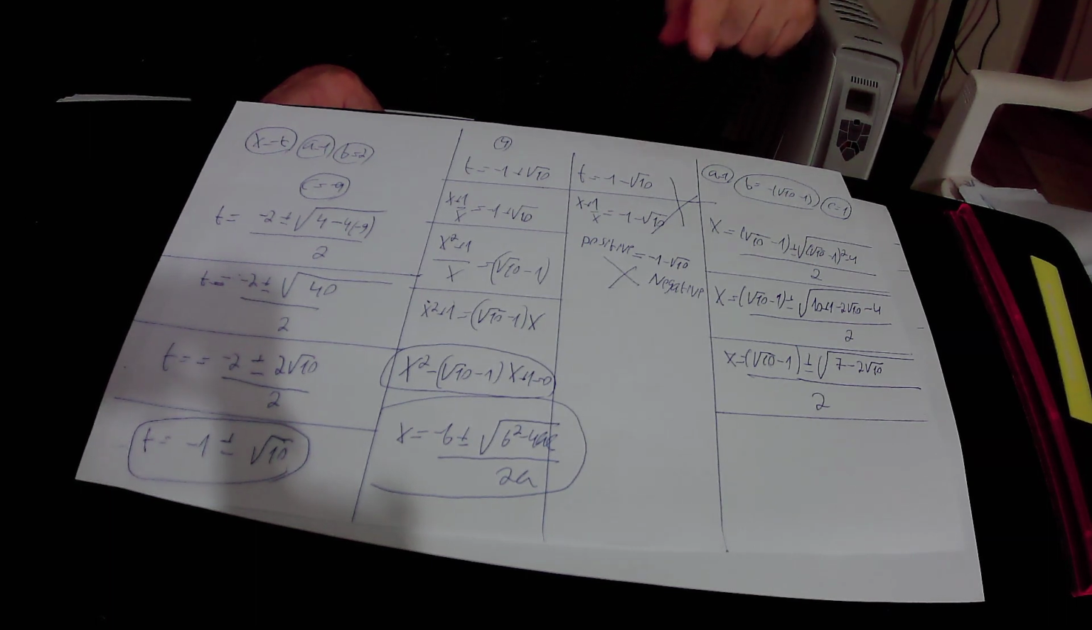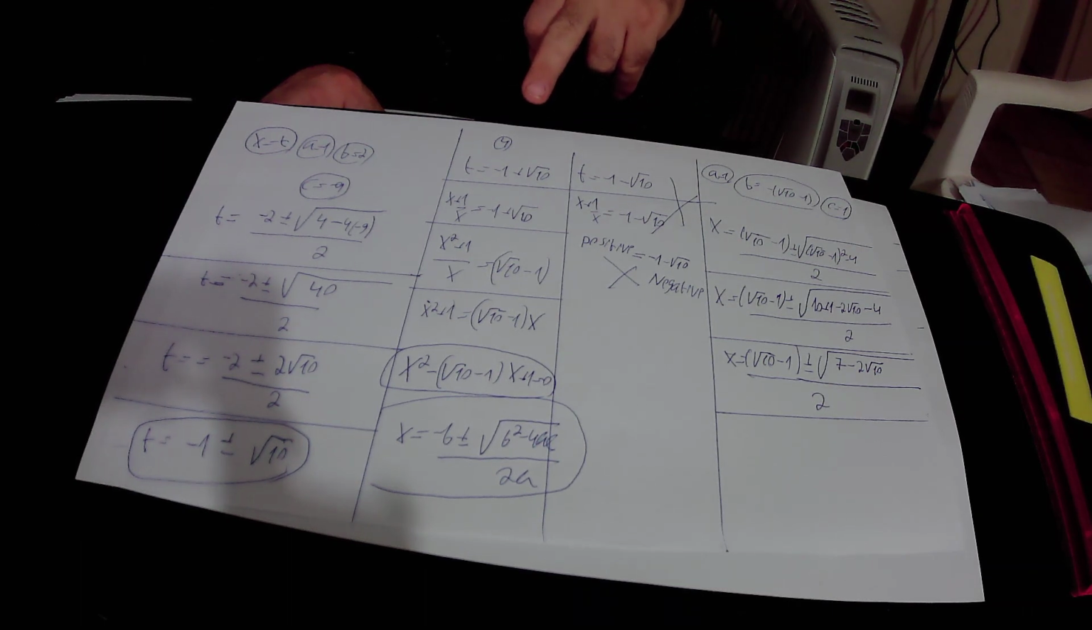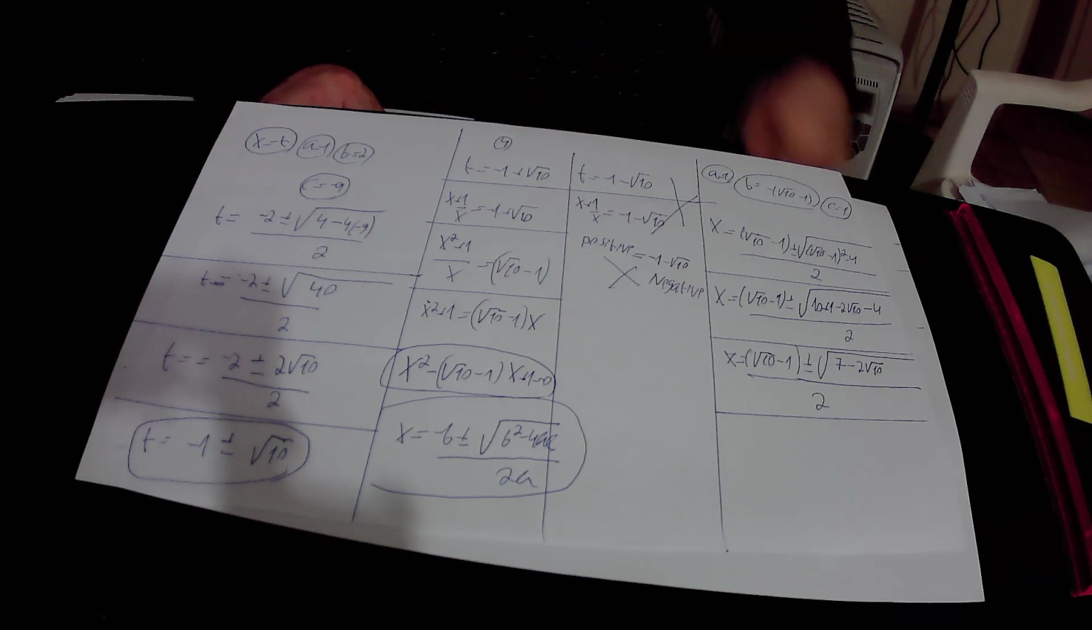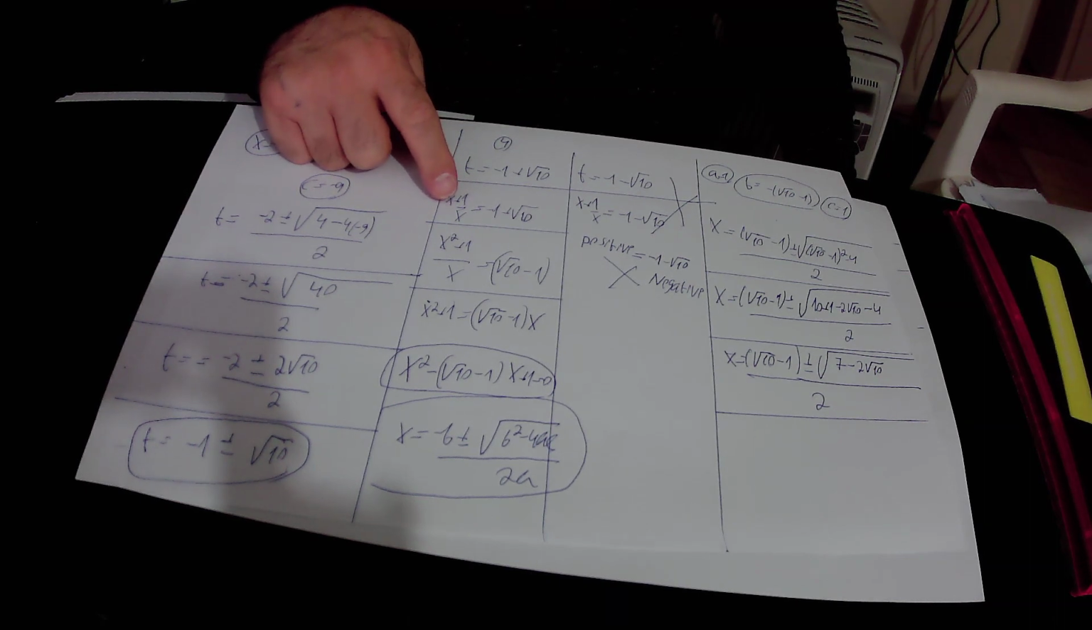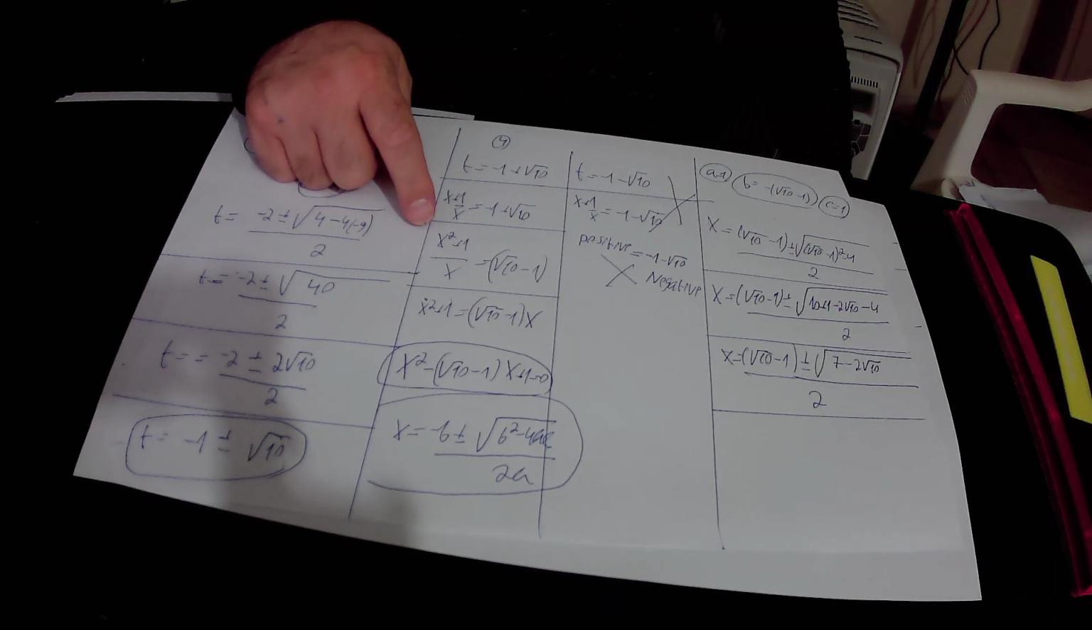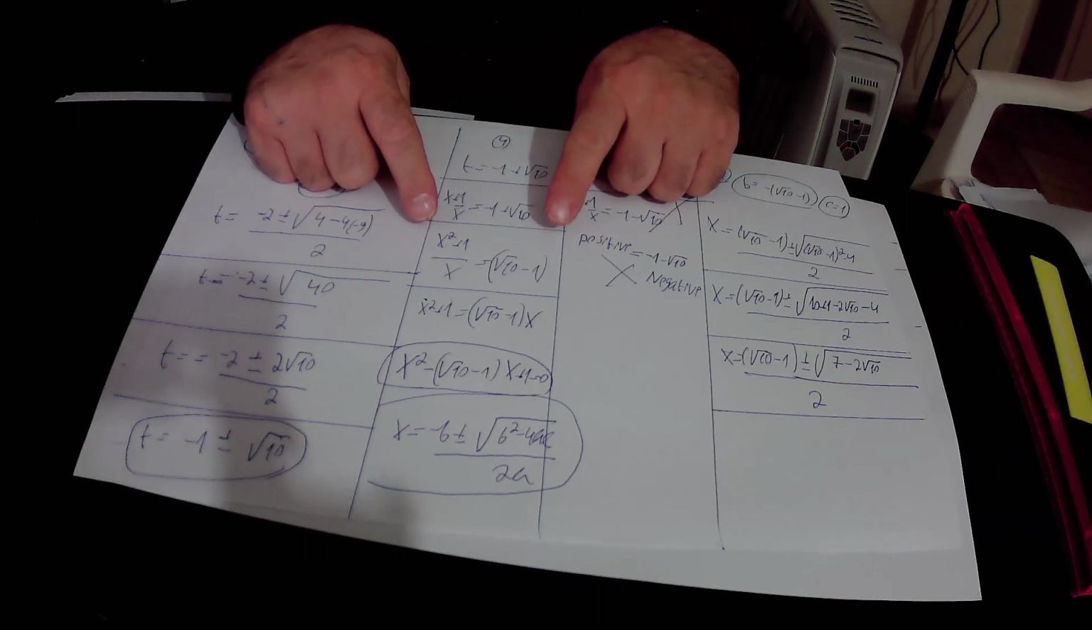Therefore this solution is incorrect. We cancel it, and we are left only with the solution t equals minus 1 plus square root of 10. But t, according to our definition, equals x plus 1 over x. Here we multiplied x by x and then divided by x in order to have a common factor with 1 over x, and we got that x squared plus 1 over x equals square root of 10 minus 1.